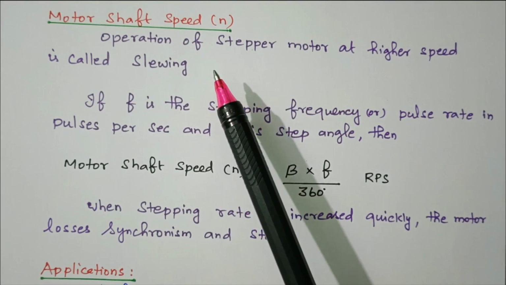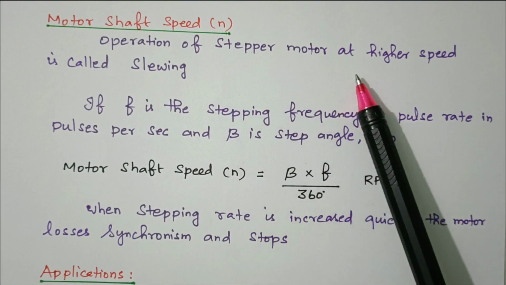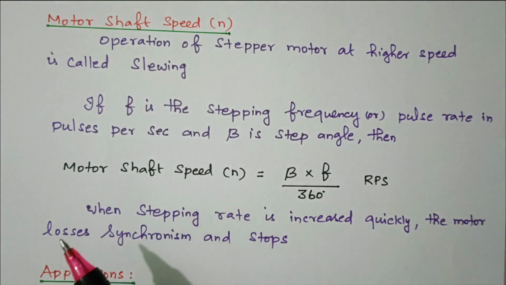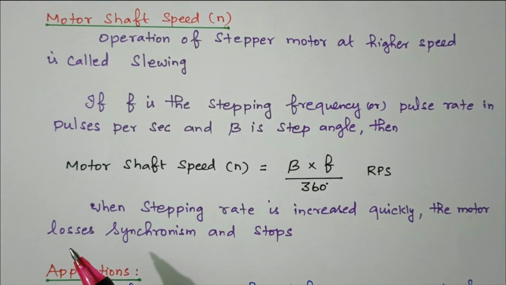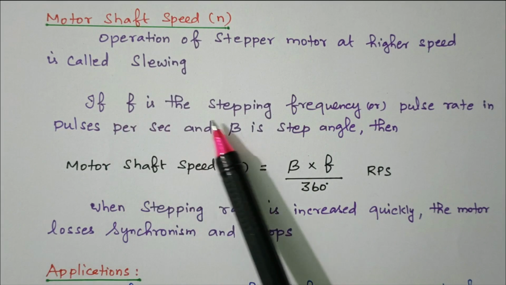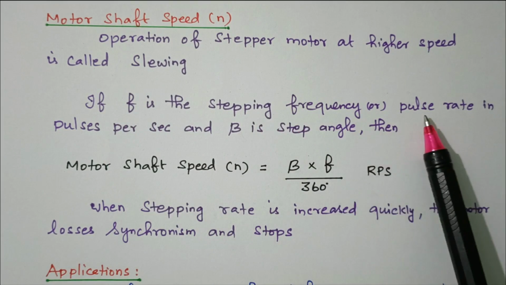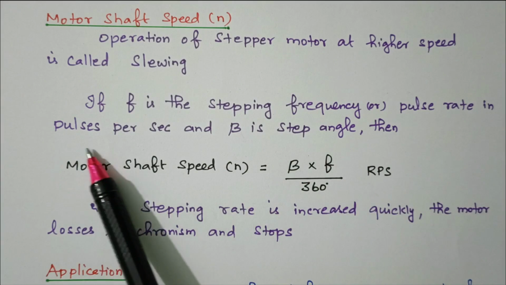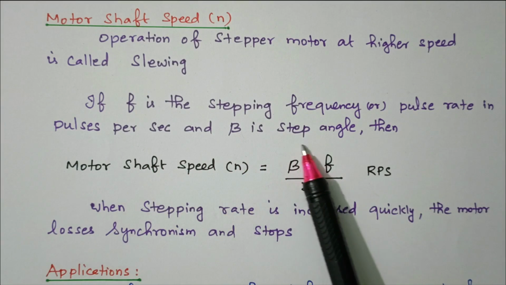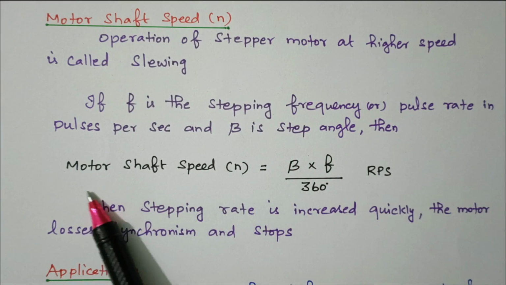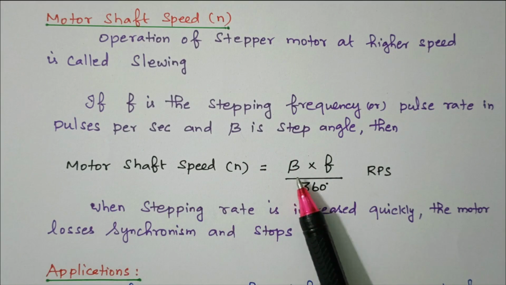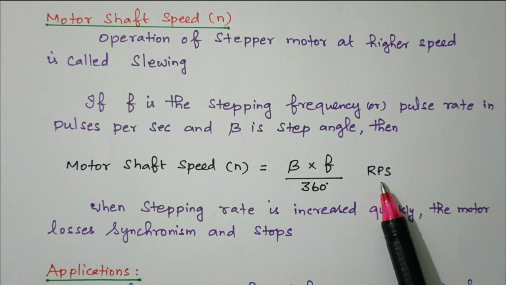Operation of a stepper motor at higher speed is called slewing. If F is the stepping frequency or pulse rate in pulses per second, and beta is the step angle, then the motor shaft speed is given as beta times F divided by 360 degrees, in revolutions per second. So this is given as speed.